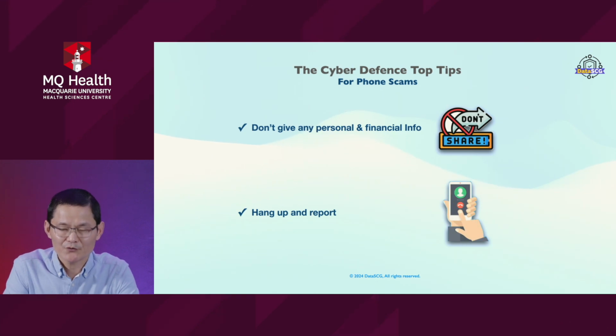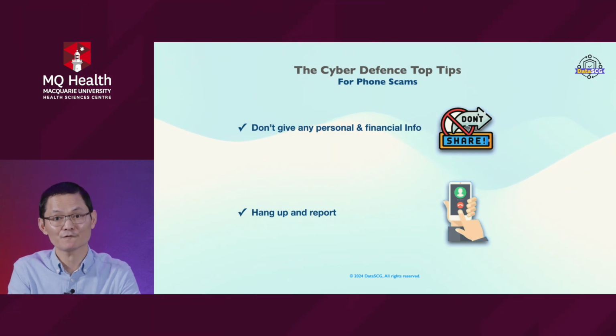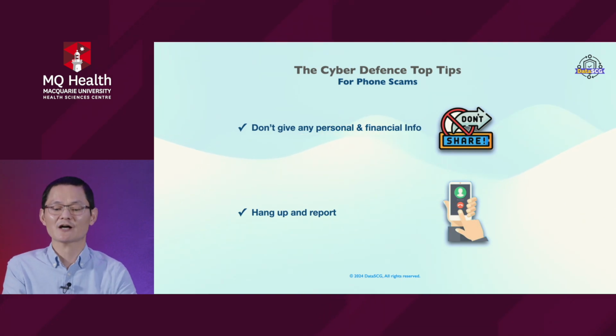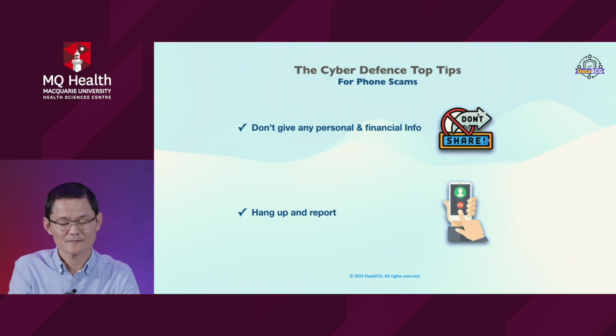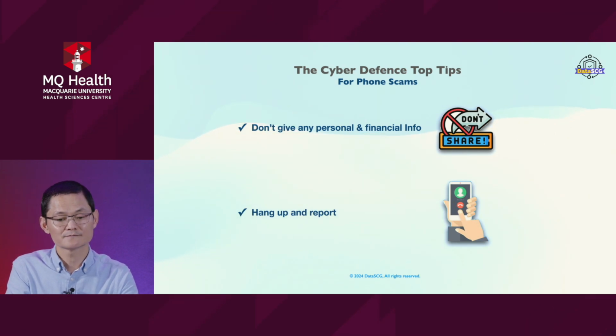We've just been through 3 common cyber threats: scams, email attacks, and malicious software. Now let's look at some top tips you can use to protect yourself. First, for phone scams, there are 2 simple things you can do when you receive such scam phone calls. Don't give away any personal or financial information. Just simply hang up and report it to the government scam watch center.